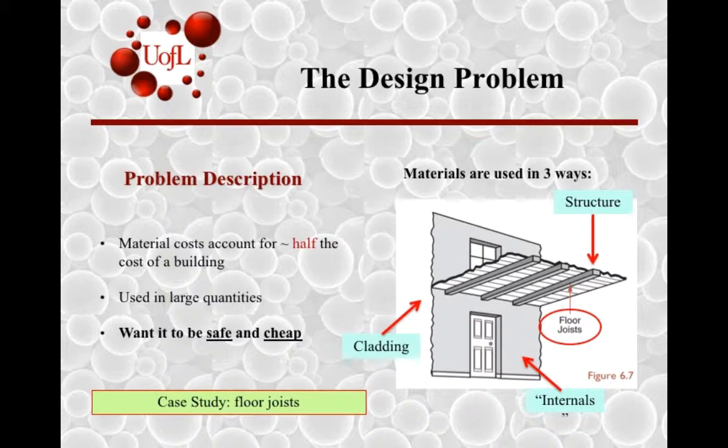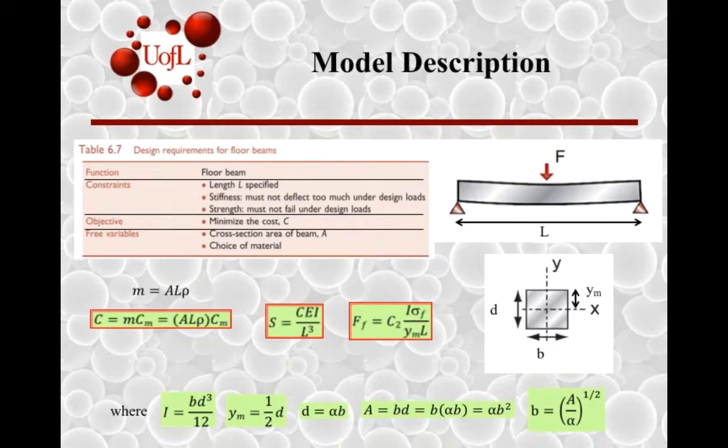So my case study was to specifically look at the floor joists or just floor beams. So for the model description, you can actually model this as a simple beam with 2 supports. So the constraints, you want it to be stiff and you want it to be strong with a specified length and load. And then of course the cross-sectional area was given in terms of D and B, and then Y sub M is measured from the neutral axis to the top of the fibers. So that is an important part when you're substituting in.